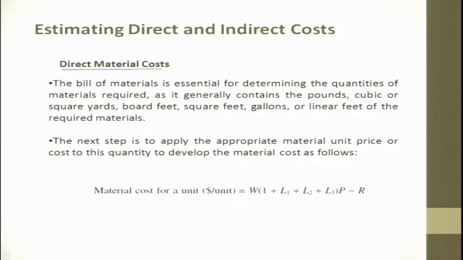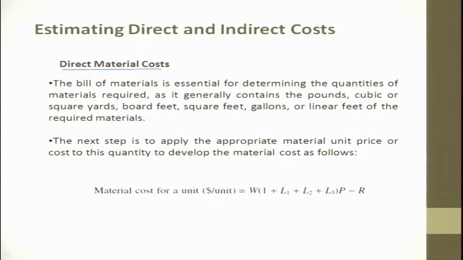So for the direct material cost, the bill of material is essential for determining the quantities of material required, as it generally contains the pounds, cubic yards or square yards, board feet, square feet, gallons, linear feet, etc. So we try to calculate what material is used and how much of it is used. Basically, if it is given in weight, we try to use density and then find the volume. So we try to crisscross and play with many things.